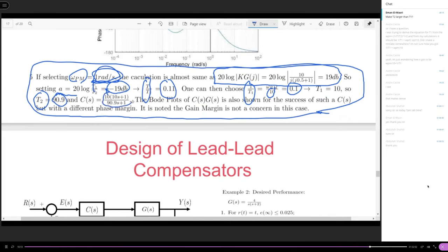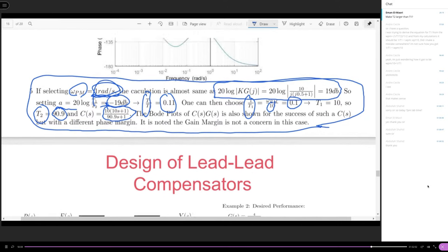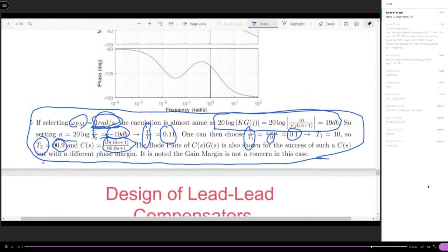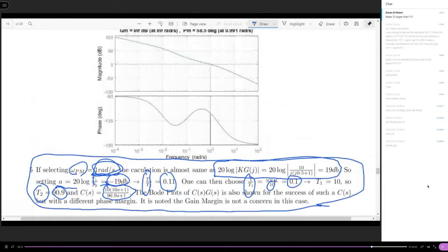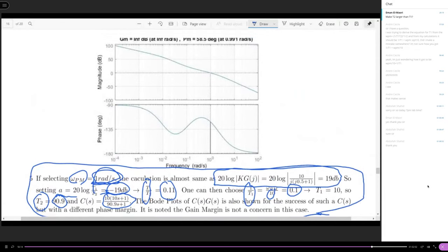So your new compensator, when you give a smaller allowance, is going to be 10 multiplied by (10s + 1) over (91s + 1). So this is your new compensator. Now we're going to validate this new compensator again.